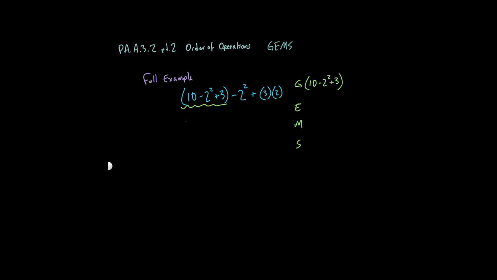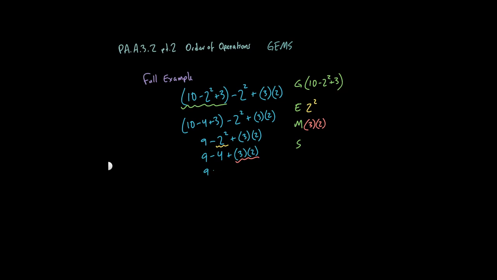So I'm going to do everything here in parentheses. So I'd start with the 2 squared is 4. And then I'm going to come back in and add all those up. So 10 minus 4 plus 3 is 9. And then you have minus 2 squared plus 3 times 2. Now you're going to do the exponent. So you have 9 minus 4 plus 3 times 2. Now you're going to do the multiplication, which is 3 times 2.